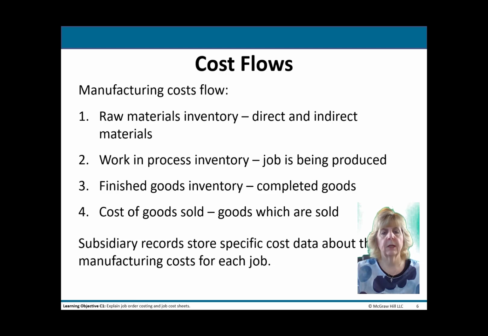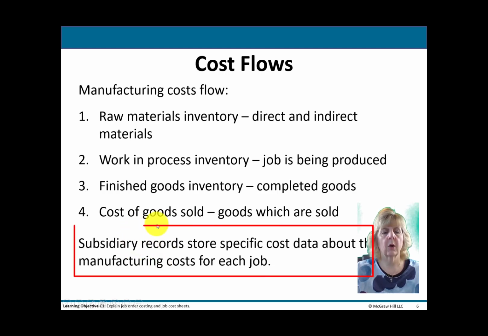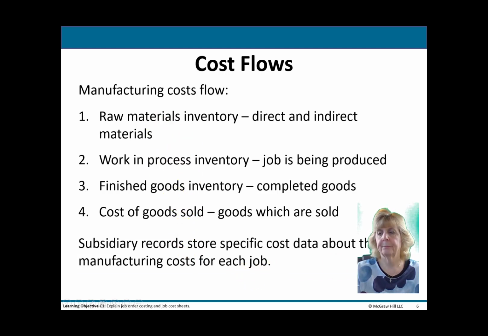As the goods are finished, they are taken out of WIP and into finished goods inventory. And finally, as the goods are sold to the customer, they'll make their crossover from the balance sheet into the cost of goods sold on the income statement. We'll learn about the subsidiary records, which are used to support all four of these different line items.